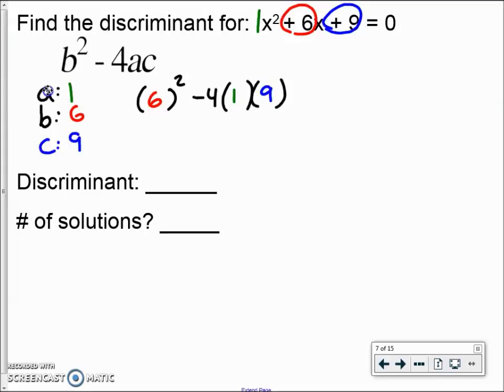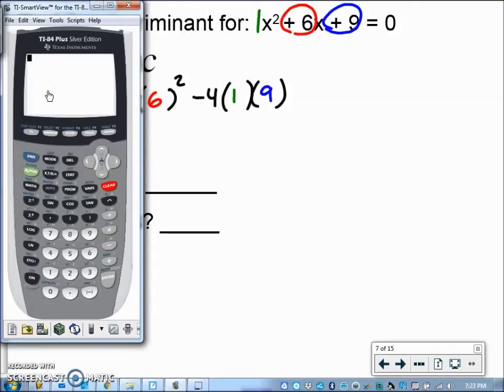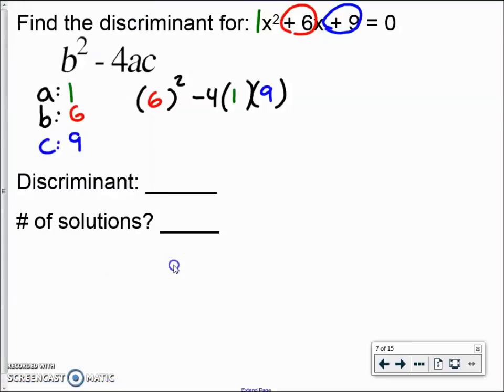To do this, I can go to my calculator to calculate my discriminant relatively easily. I'm going to put again 6, my b value, in parentheses, square it, and subtract 4 times my value of a times my value of c, all those in parentheses, and I come up with a discriminant of 0. Therefore, I have one real solution.